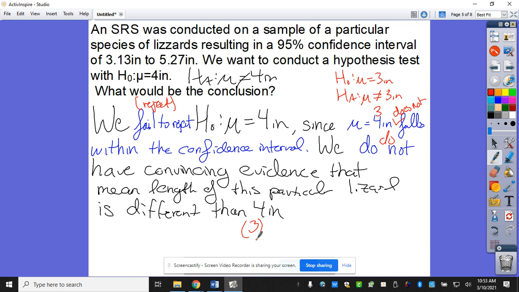Questions on that? Yeah. So are you making the alpha 0.05 because of the 95%? Yes. So it's whatever's left over. So 95% is between, so 5% is not. Yeah.